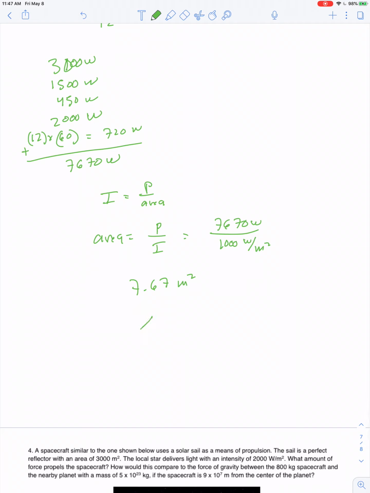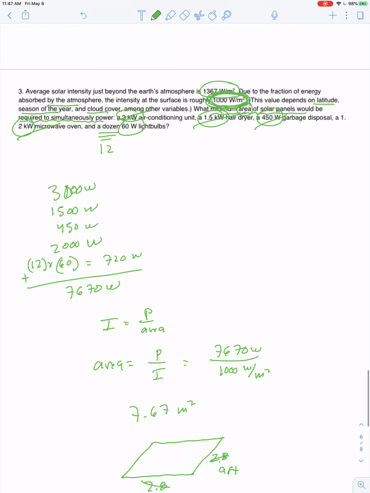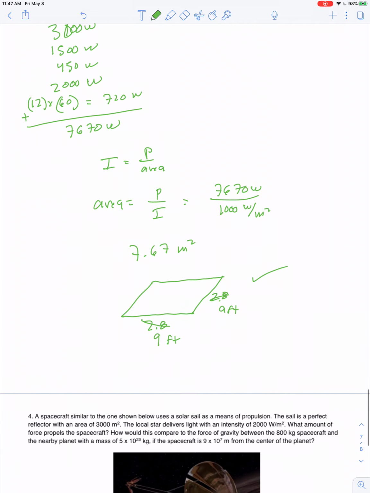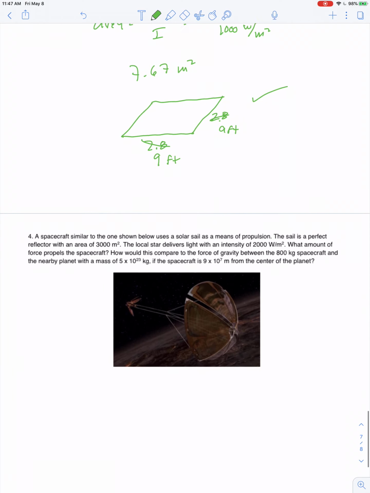So if you want your solar panel in the shape of a square and not a rectangle, each side would have to be about 2.8 meters, which would be about 9 feet. If you had a 9 foot by 9 foot solar panel, you could power all those devices at once if you were exposed to maximum intensity of solar radiation. So you probably have to use this as a baseline and then work up from there for the case of what latitude you happen to live at.